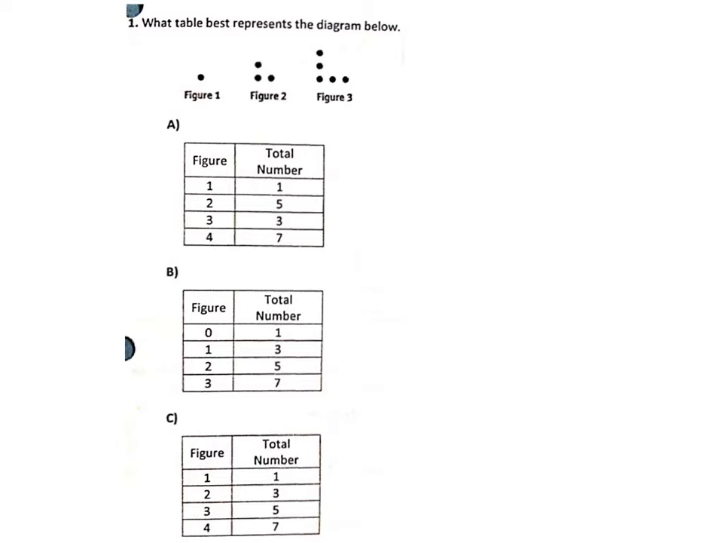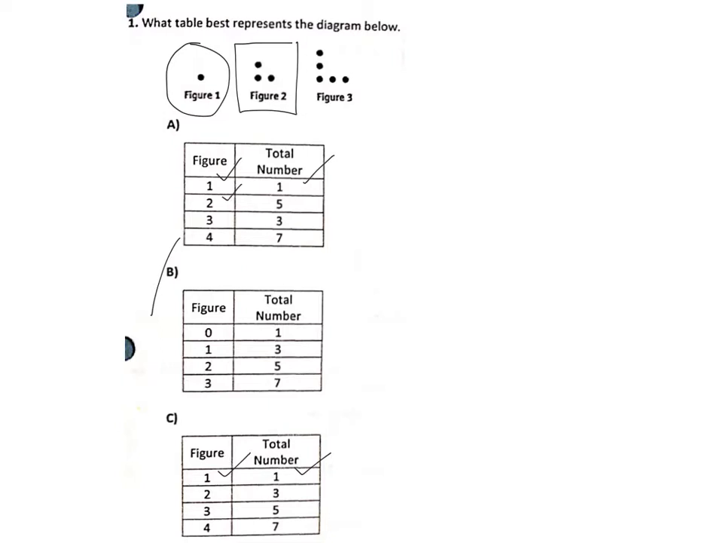So when we look at figure 1, it has a total number of 1 dot. So figure 1 has 1 dot, like in choice A. Choice B says figure 0 has 1 dot, which is not true. And then choice C says figure 1 has 1 dot. Then we look at figure 2. Figure 2 has 3 dots.